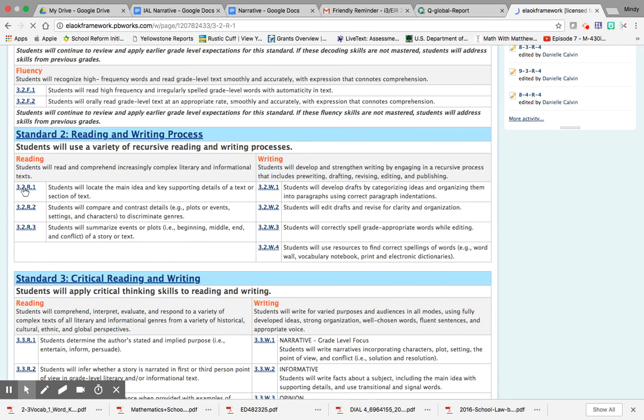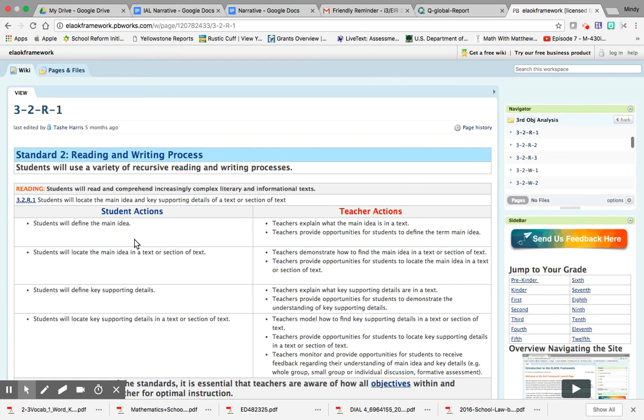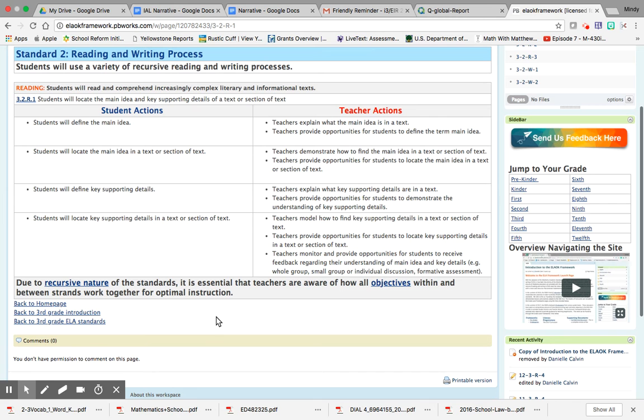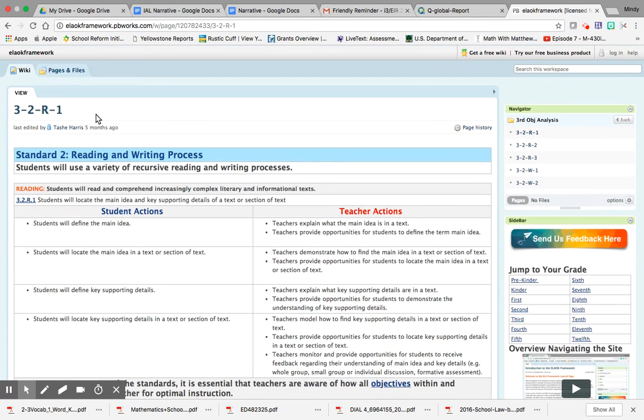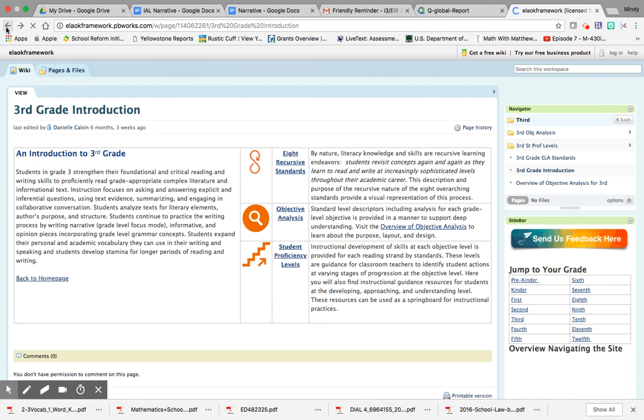So we can also click on the various standards, and it will give us the student actions and teacher actions that happen there. And this is a reminder that's on everything. So you have to know it's essential teachers are aware of how all objectives within and between strands work together for optimal instruction. And that's what we're looking for, is that optimal instruction. So I'm going to back out. I'm sure there's an easier way than that.